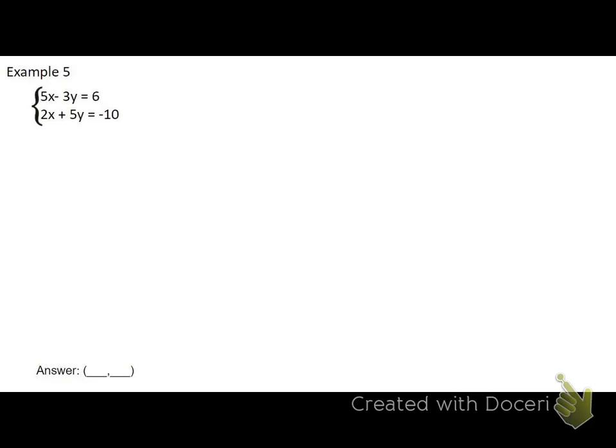So in order to get my 5x to 10, I'm going to multiply the entire equation by 2. So that's going to get me to 10x minus 6y equals 12. Now, in order to eliminate the x's, I need my coefficient to be a 10. So the bottom row, I'm going to have to multiply that 2 by a 5 to get a 10x. So that means I'm going to multiply every term in that bottom equation by 5.